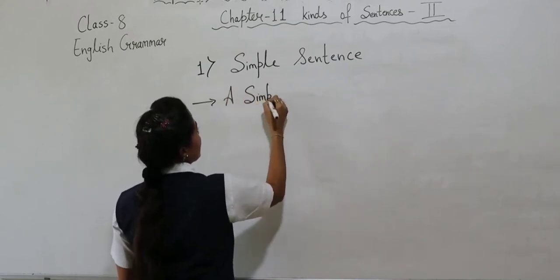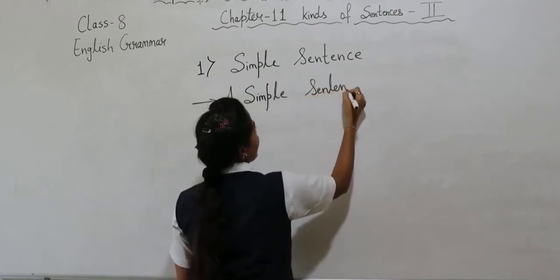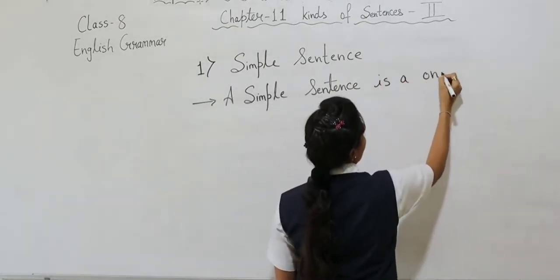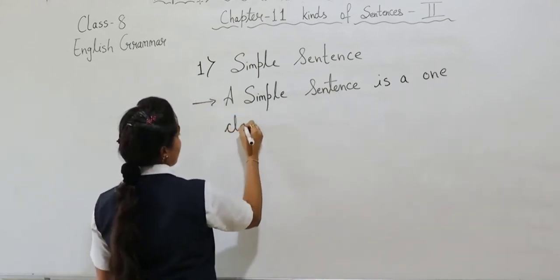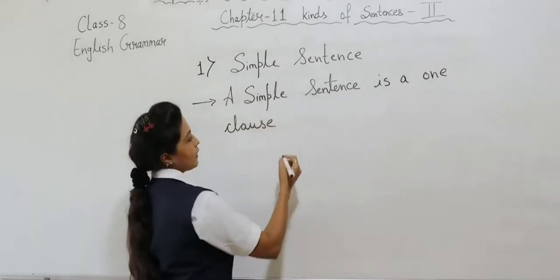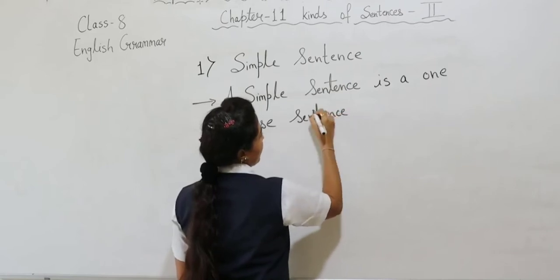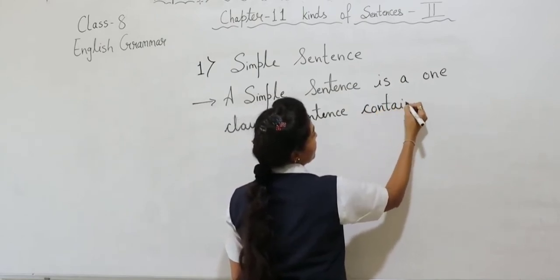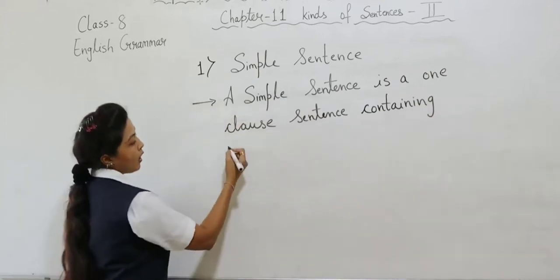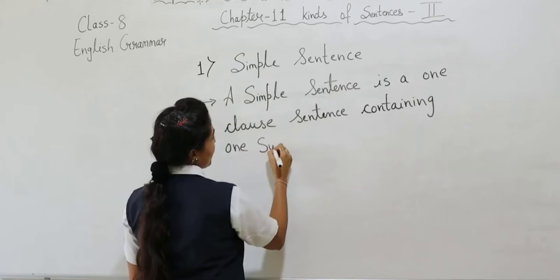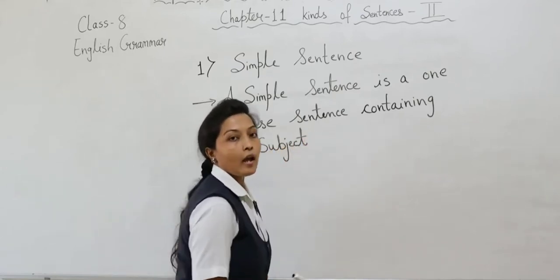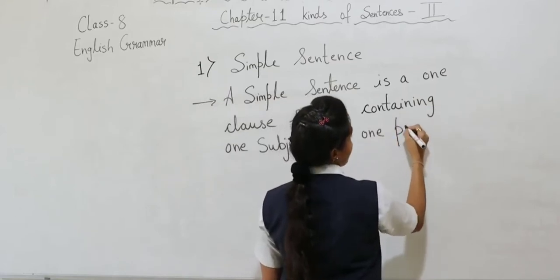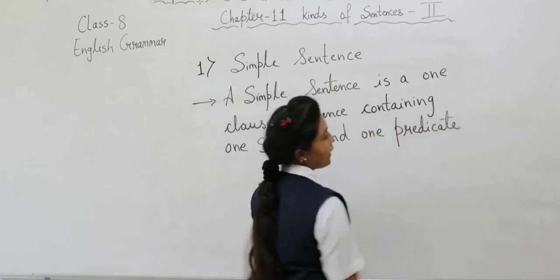A simple sentence is a one clause sentence containing one subject and one predicate. Predicate, that is a verb.